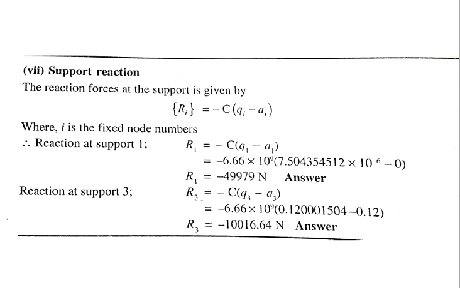Then the reaction at support 3 is minus C into Q3 minus A3. Q3 you have got just now, 0.12, and A3 is already given data, 0.12. So on simplification, the reaction at 3 is minus 10016.64 Newton. So this is the way to calculate the nodal displacements and support reactions with the help of the elimination method as well as the penalty approach. Okay.